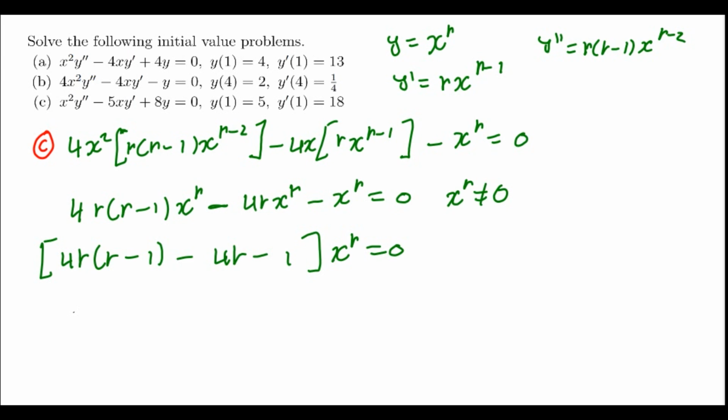So here you can actually expand this. That would be 4r squared minus 4r minus 4r minus 1, and this is equal to 0. So this happens to be 4r squared minus 8r minus 1 is equal to 0.